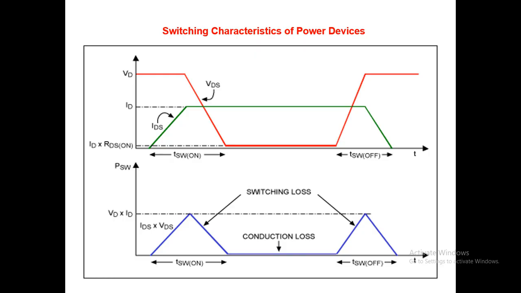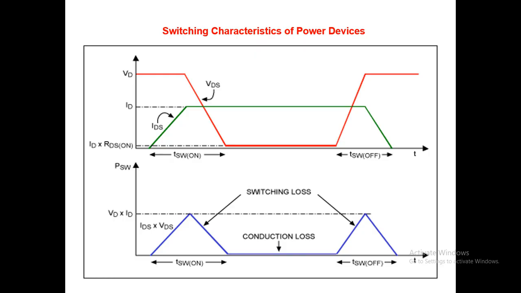So for a certain period of time, both the parameters will be existing, that is, the current is gradually increasing and the voltage across the device gradually drops to the minimum voltage, that is, the voltage drop across the device. At TSW, the switching time of the on condition, this is the period for the existence of the two parameters, voltage and current. The product of voltage and current, IDS into VDS, will be equal to the switching losses.